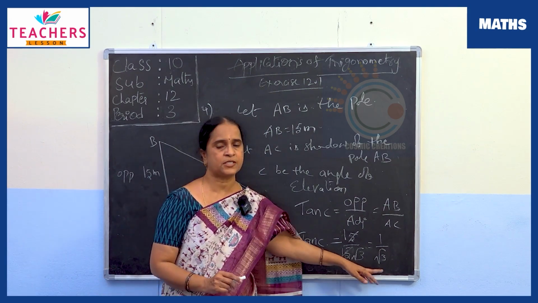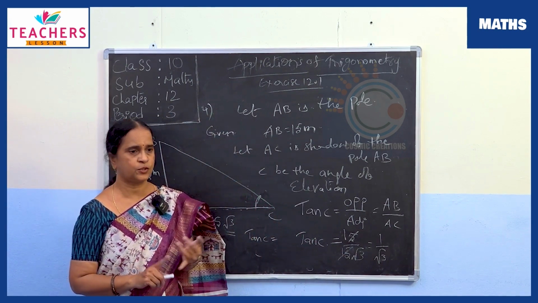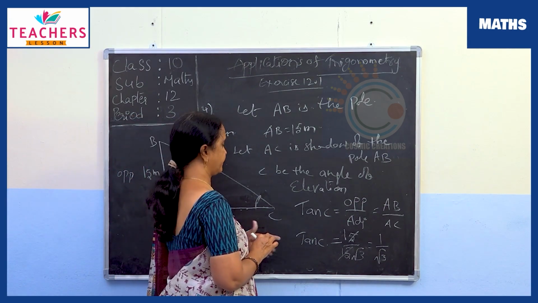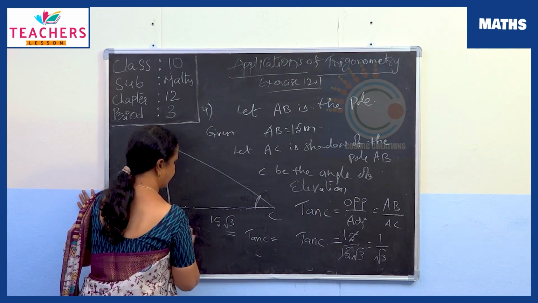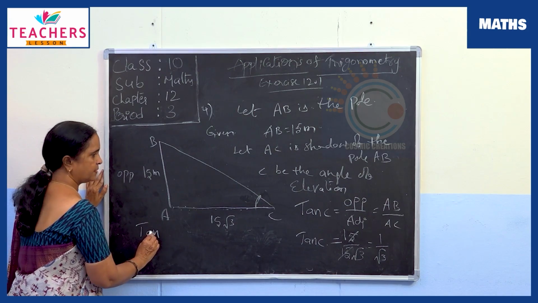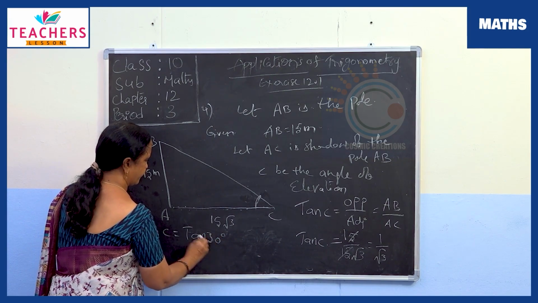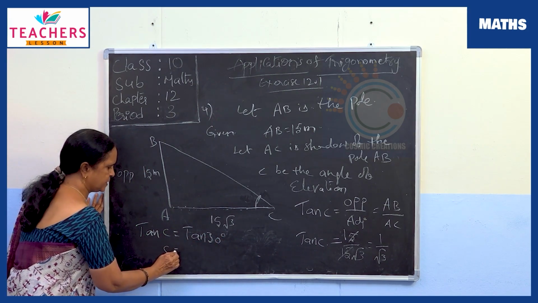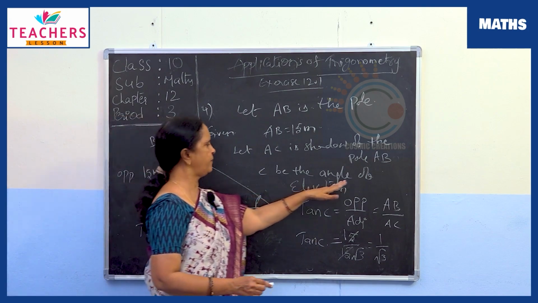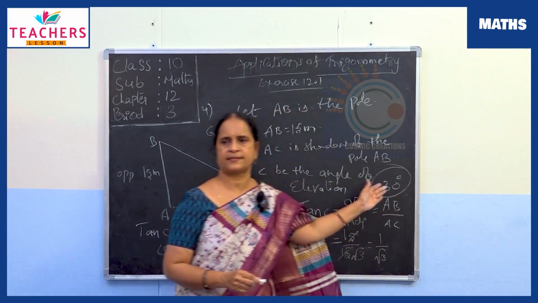Tan of which value is 1 by root 3? Tan 60 is root 3. Tan 30 is 1 by root 3. So tan C equals tan 30 degrees, C is equal to 30 degrees. What they have asked is to find the angle of elevation. This is going to be 30 degrees. This is our answer.